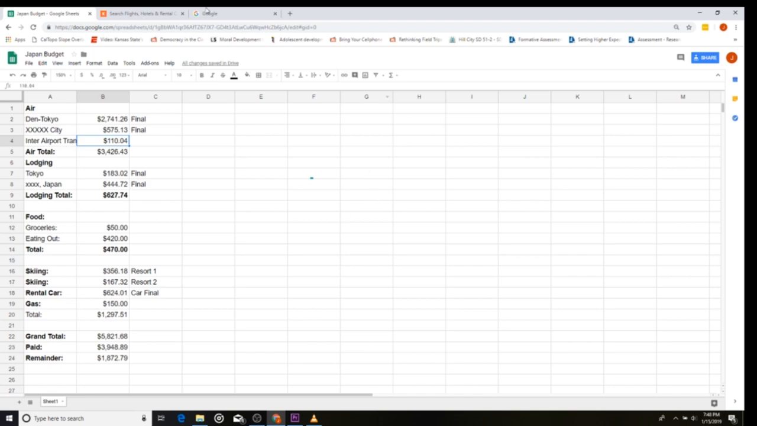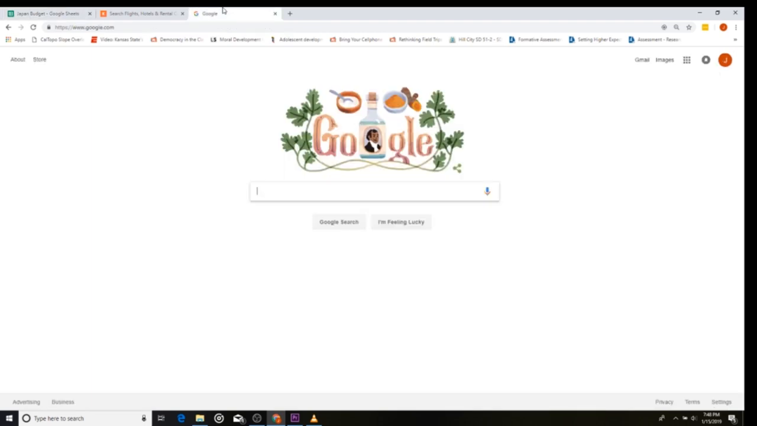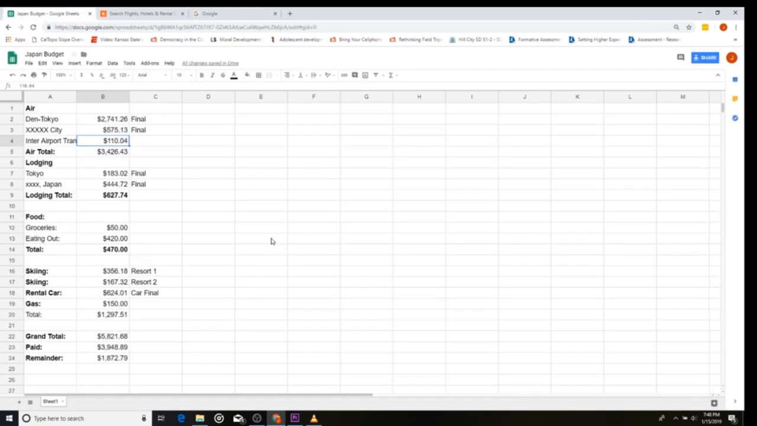And once again, that's through some research on Google. And I'll spend some more time, as I said before, in another video talking to you about that. And so that came up for the total air transportation, including this inter-airport transport, to cost $3,426.43. Obviously, the bulk of the grand total was in airfare.